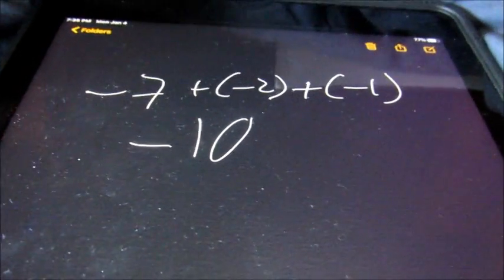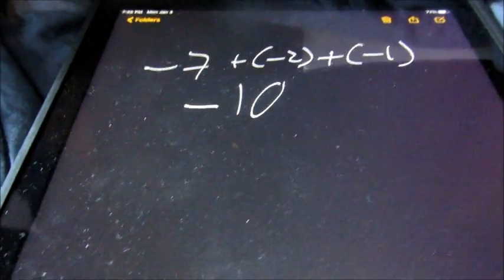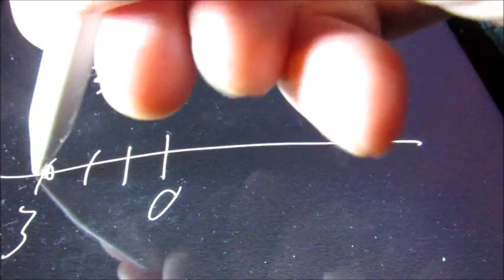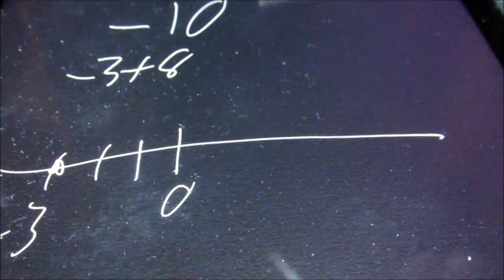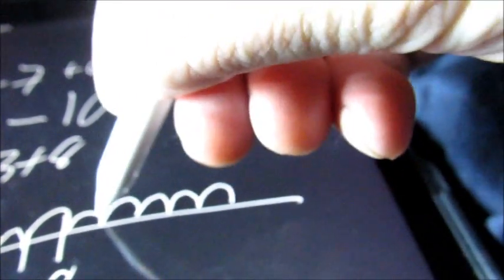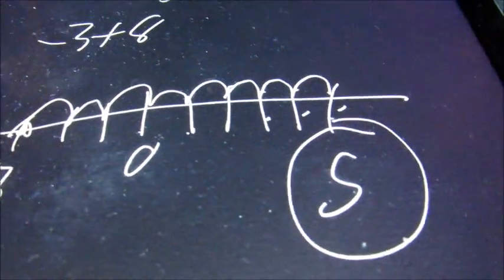Another way you can do all of these is on a number line. So let's go back to the negative 3 plus 8. So I'm going to go 1, 2, 3, and that's where I'm going to start. And plus means I'm going to the right. So I'm going to add 8: 1, 2, 3, 4, 5, 6, 7, 8. And it's 1, 2, 3, 4, 5. And that's what we got before.